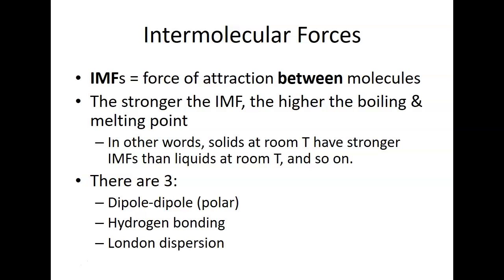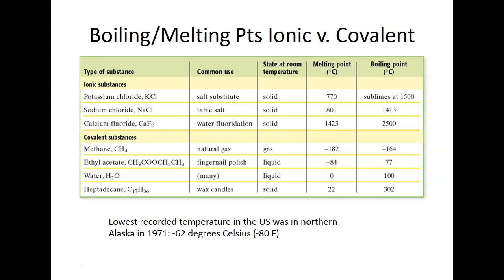The stronger the IMF, the higher the melting point and the higher the boiling point. Okay, so for example, solids at room temperature have stronger IMFs than liquids at room temperature. Okay, because the stronger your IMF, the more likely you are to be a solid. Okay, there are 3 types of IMFs that we're going to go over here. Dipole-dipole, which is just basic polarity. Hydrogen bonding, which is kind of a misnomer because it's not really a bond. It's just something that's super polar. And something called London dispersion. Okay, so let's go through them.